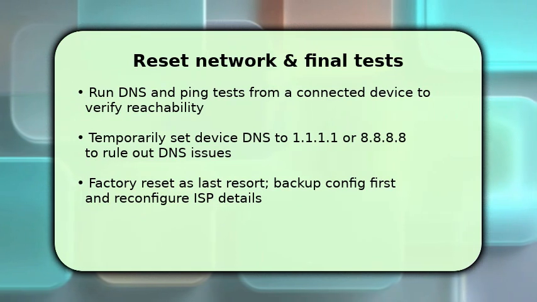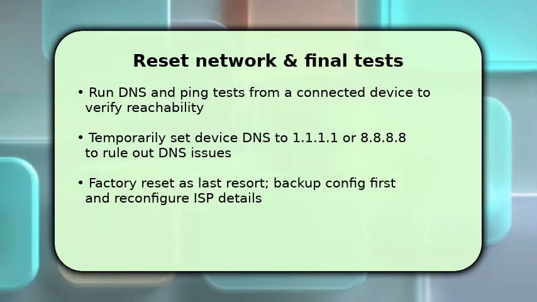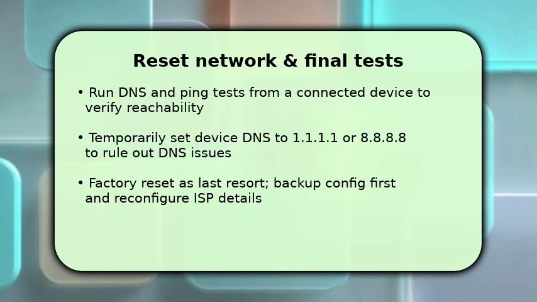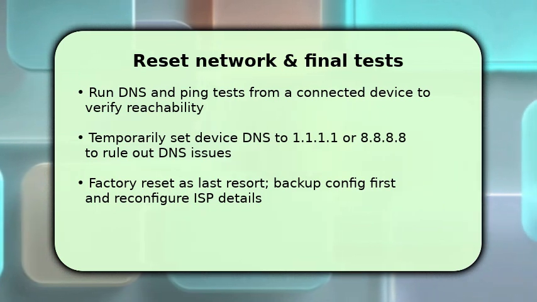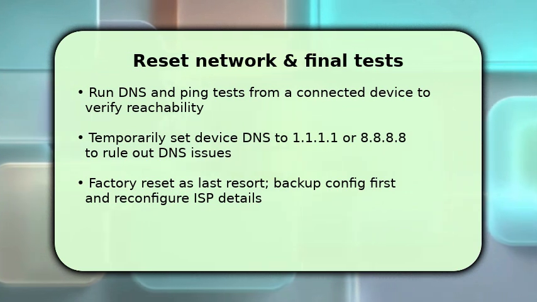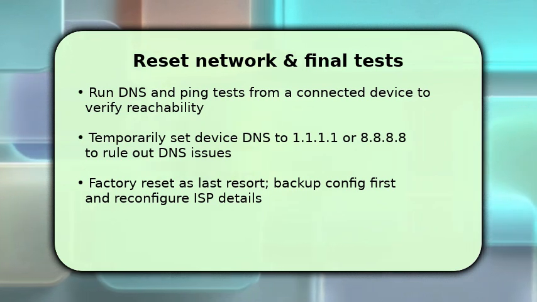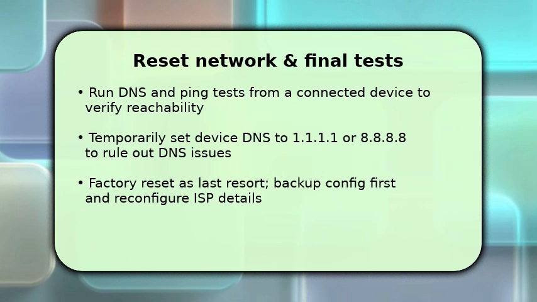Run ping to 8.8.8.8 and a DNS name to isolate routing versus DNS. If pings to IPs work but names fail, change DNS to 1.1.1.1 or 8.8.8.8 temporarily. If problems persist, restore a saved configuration or perform a factory reset as a last resort.